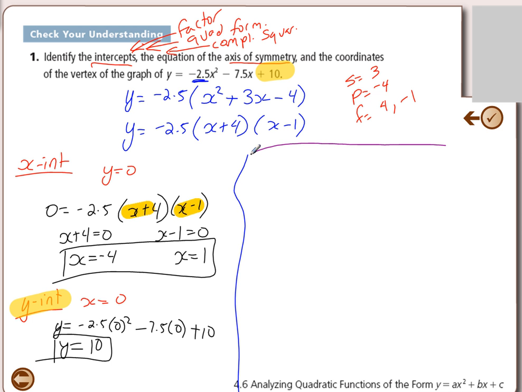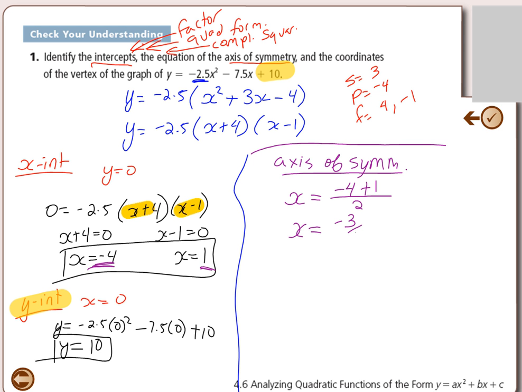Now, axis of symmetry. Let's remember, the axis of symmetry is halfway in between the two x-intercepts. So we need to find the average. I've got my x-intercept of negative 4. I've got my x-intercept of 1. Let's add them together and divide by 2. Negative 4 plus 1 divided by 2. Find the average of those two, halfway in between. That gives me negative 3 over 2. Because they gave us decimals to begin with, I can use it as a decimal as well, or as negative 3 halves.